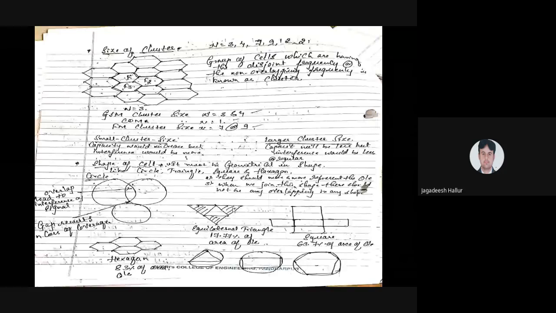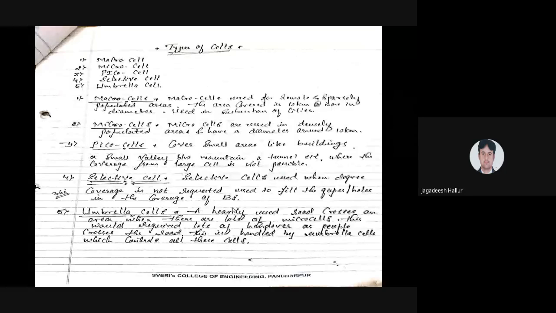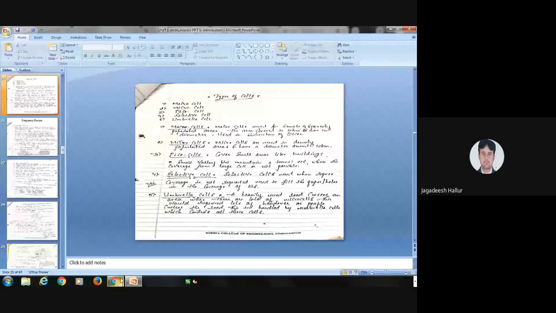Okay, this is the basic concept of the cellular concept, and there is still more explanation to come. We'll see it in tomorrow's lecture. We'll stop today and start with the next lecture tomorrow.